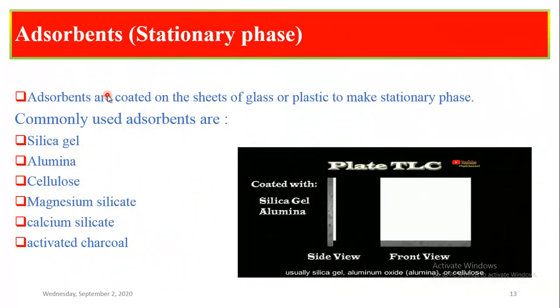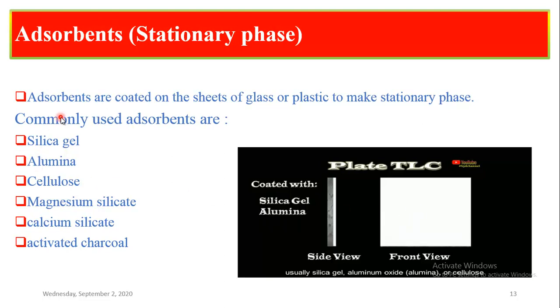So what is adsorbent? As this is an adsorption technique, first we have to see what adsorption is. Adsorbents are coated on a sheet of glass or plastic to make the stationary phase. Here I have taken a diagram. This is a plate on which we adsorb some silica or alumina. Here is the side view and this is the front view. So we first put the adsorbent on our plate.